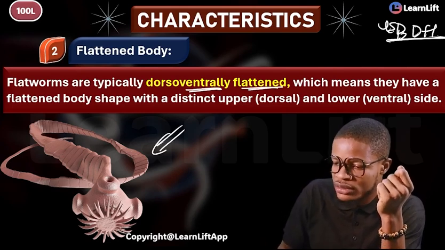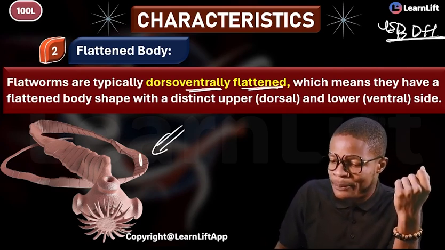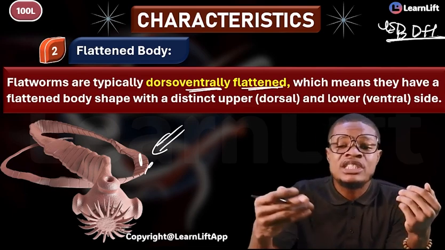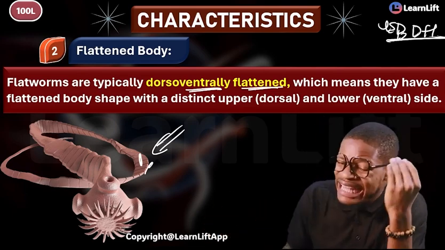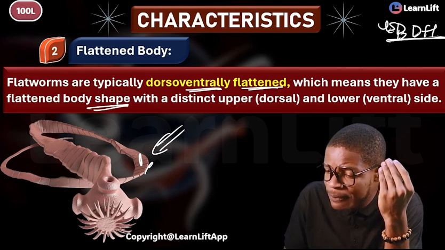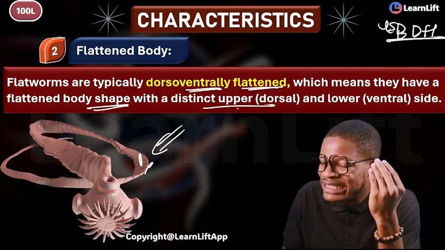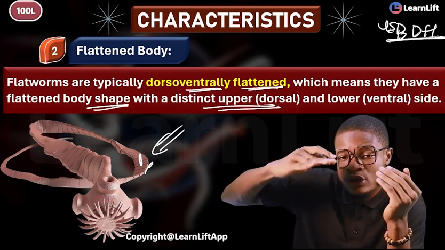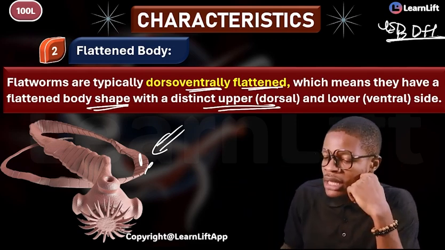Now look at this worm. Let me show you here. Front flat, back flat. That's why we say they are dorsoventrally flattened, which means they have a flattened body shape with a distinct upper side. The upper side is dorsal. Okay, now let me say this.